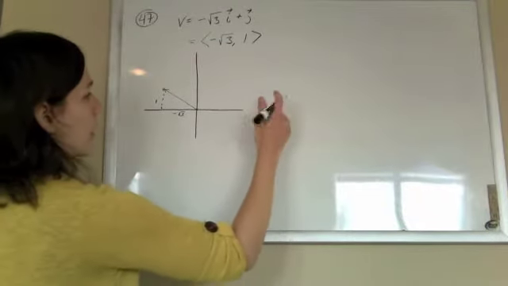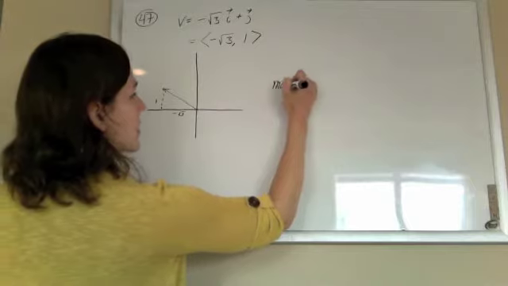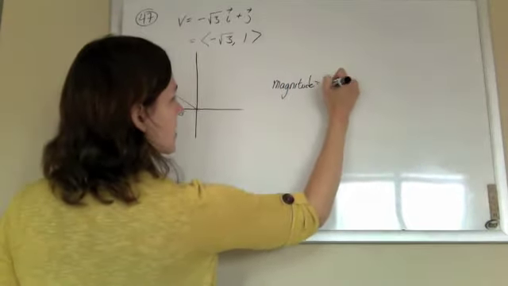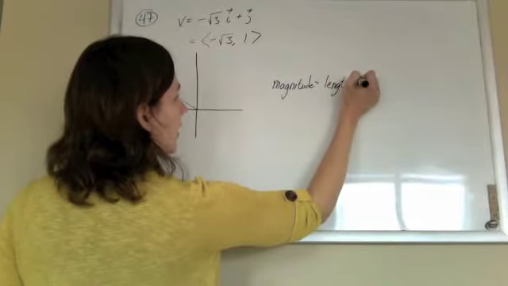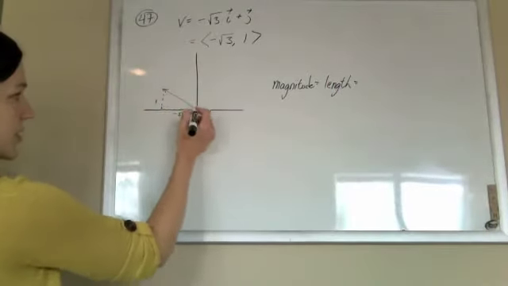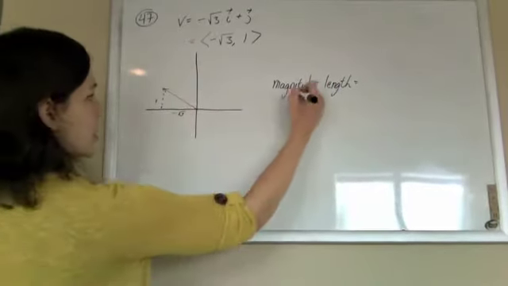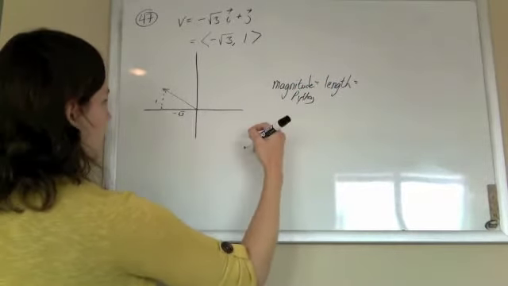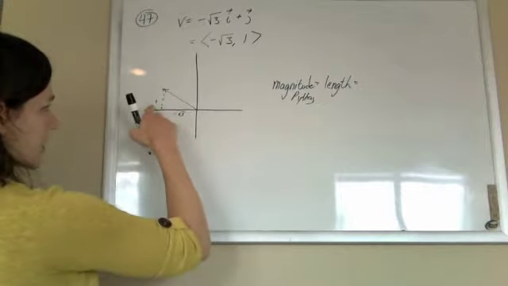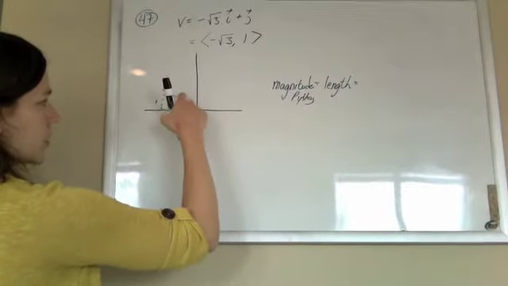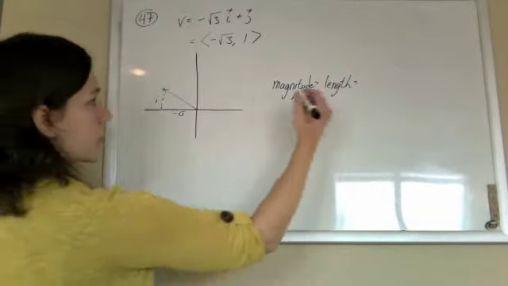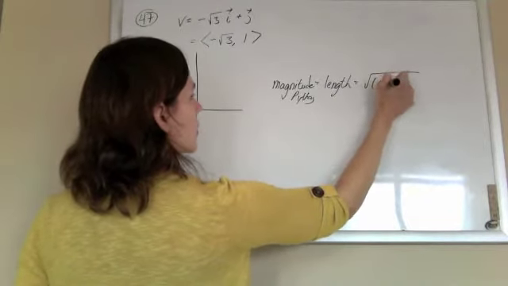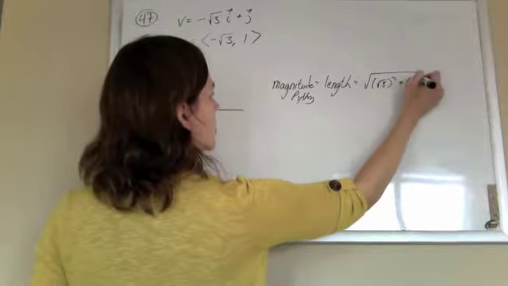So they want to know its magnitude and direction. Magnitude is a fancy word for length. And when you have it drawn, you can see that you can find the length of this just using the Pythagorean theorem. You know that this squared plus that squared will equal that squared. So this length will be the square root of root 3 squared plus 1 squared.